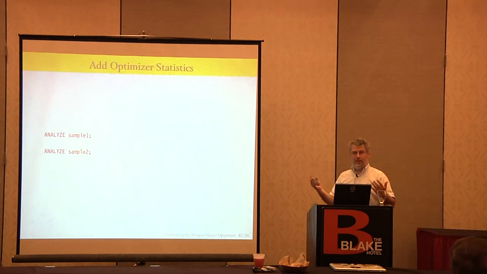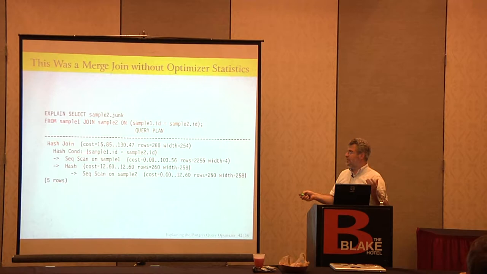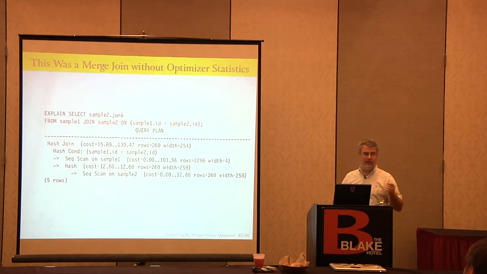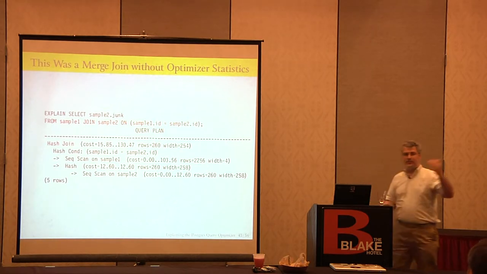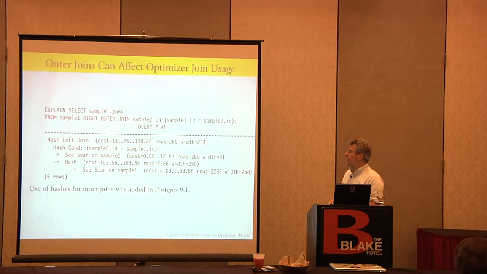So let's throw some actual smarts in there. Let's allow it to have statistics on these things, and we now start to see some radically different output. So here's our same join with no restrictions. This used to be a merge join. Now it's a hash join. Okay, and it actually knows really well how many rows it's going to get, right? 260, 220, 2256. It assumes a one-to-one join and assumes 260 are coming out. Okay, so again, great example. Add the analyzed statistics. Bam, we get our results really quick in a much more efficient manner.